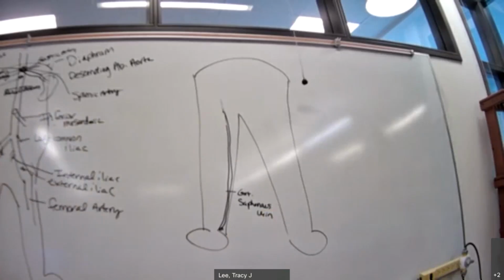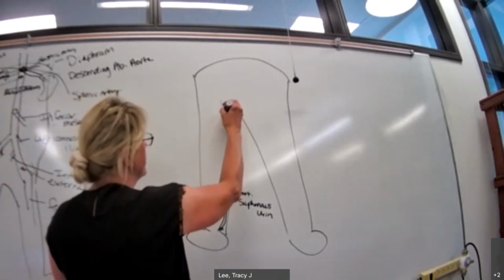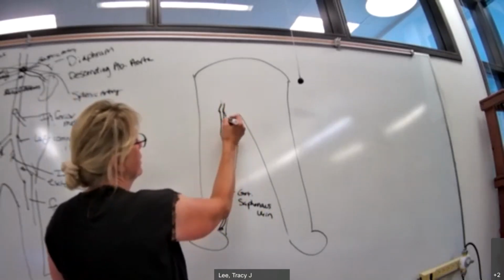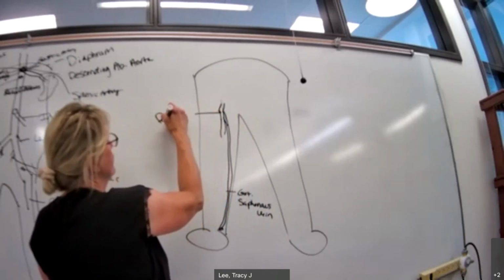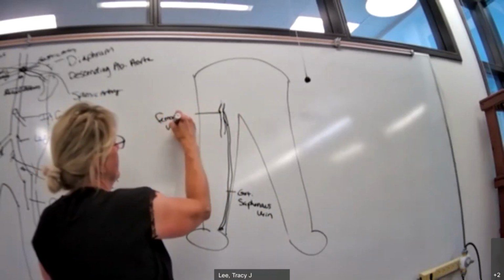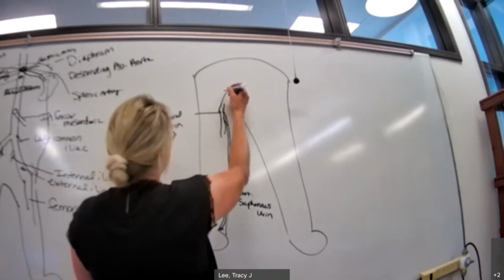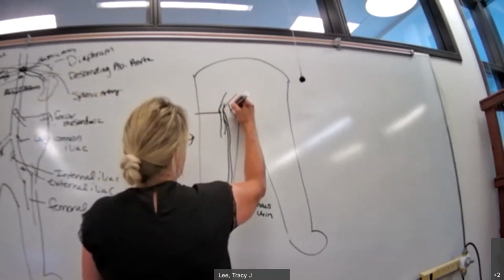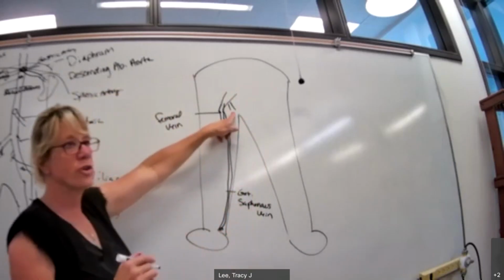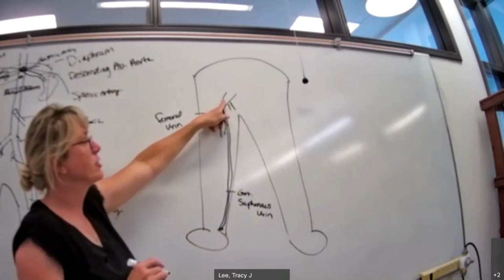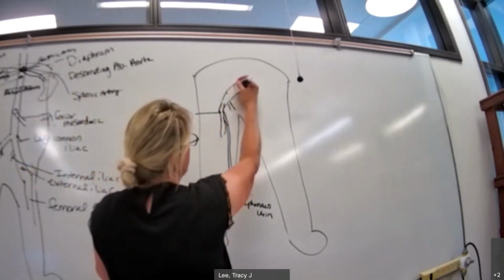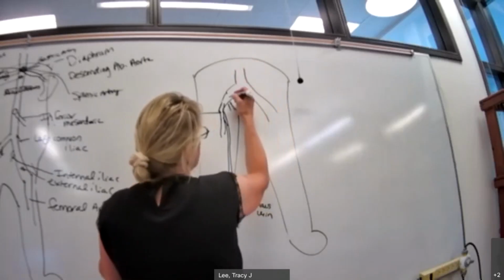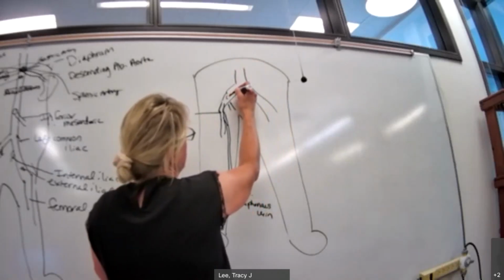The greater saphenous feeds into the femoral vein. So before it goes over the hip bones, it joins this vein right here. And this vein is my femoral vein. From there, it mirrors the arteries exactly. So I would have my internal iliac vein, my external iliac vein. Beyond the branch, it would be my common iliac. So this would be the common iliac.